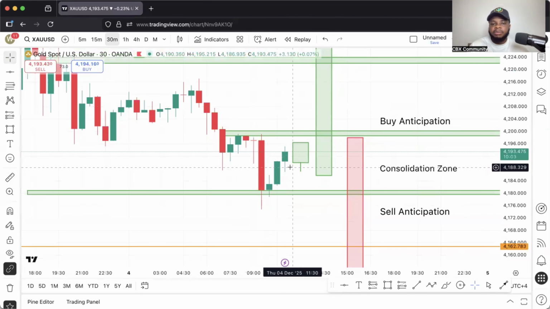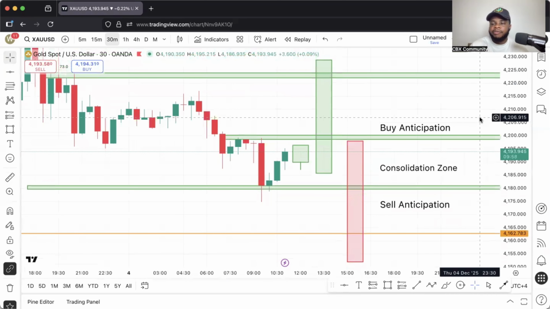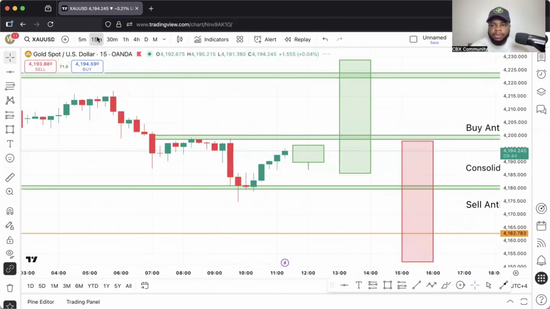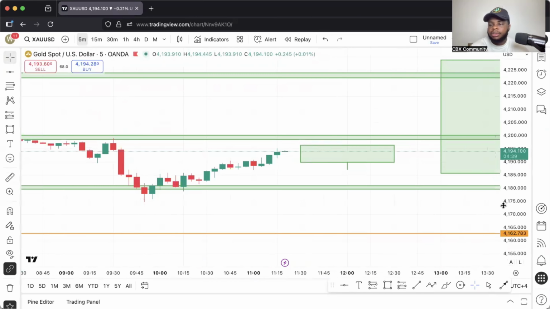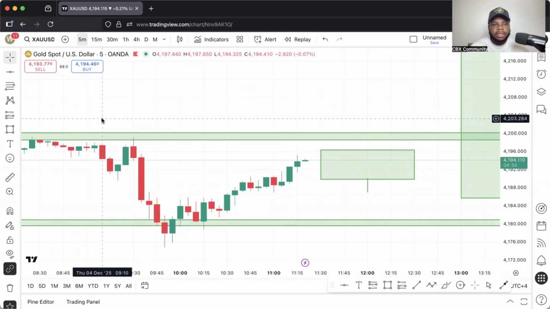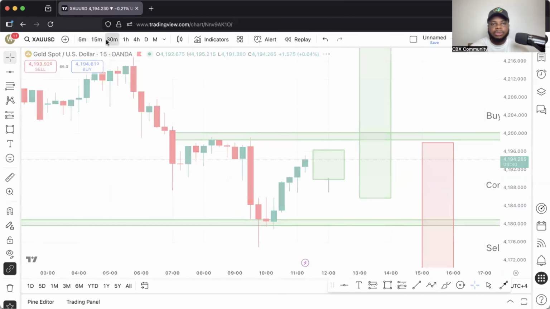This candle is left with 10 minutes before it will close. We don't need to do anything at this moment since this is the beginning of London Open. So right now we just need to be patient. Let's see what the candle wants to do. Let's go to the 15 minutes. Let's go to the 5 minutes. Let us see what this candle wants to do.